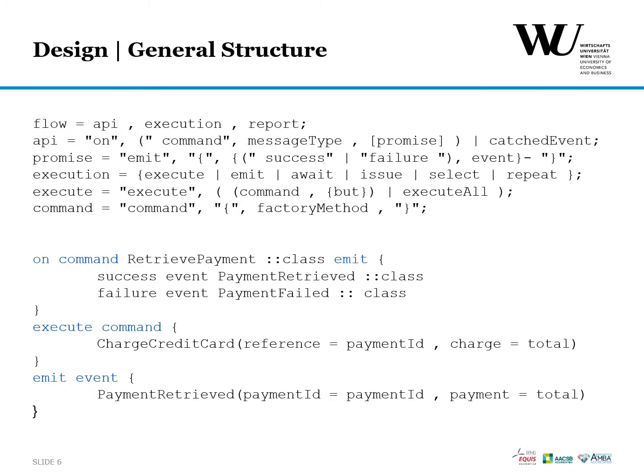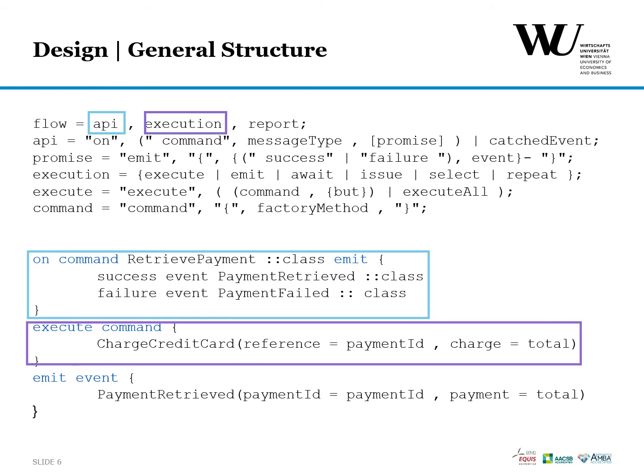So we have developed FactScript, which is a process scripting language. Here we briefly discuss the constructing elements of FactScript. So a process designed in FactScript consists of three big parts. The first one is the API, which defines the message that starts the process and also defines the promise, being the message types that can be returned when the process ends.